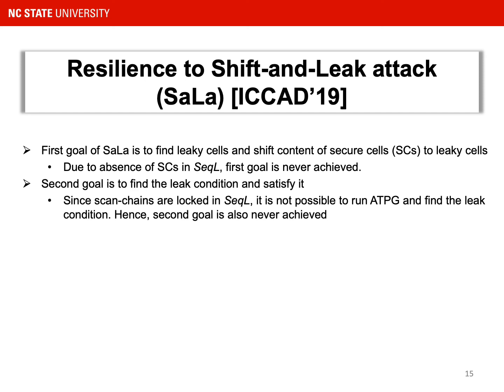The second goal of the shift and leak attack is to find a leak condition and satisfy it. Since scan chains are locked in SeqL, it is not possible to run automatic test pattern generation and find the leak condition. Hence, the second goal is also never achieved. As a result, the shift and leak attack cannot be launched on SeqL. Hence, SeqL is resilient indirectly to the shift and leak attack.